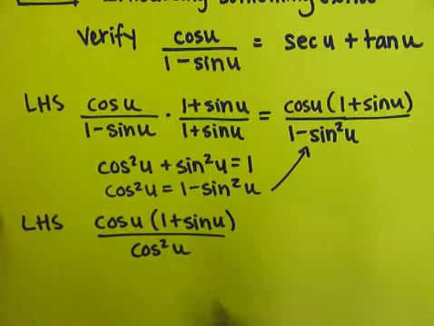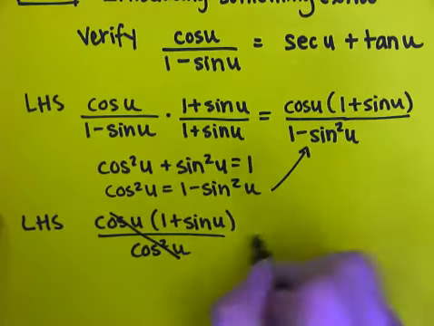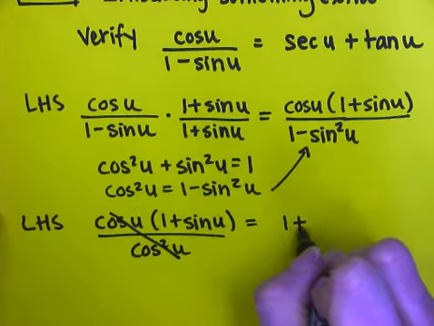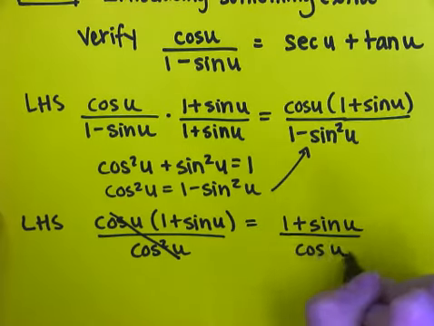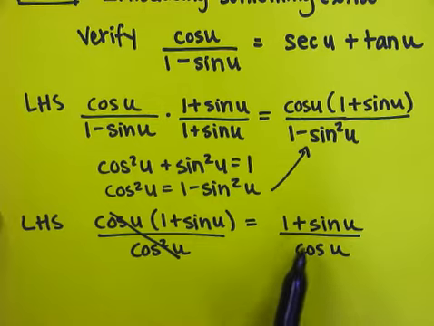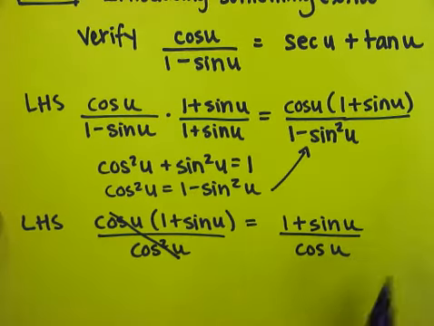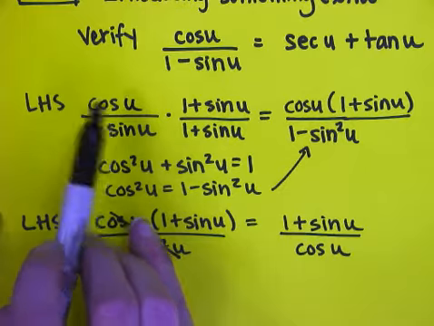I can then reduce the cosines, and I'm left with 1 plus sine u over cosine u. At this point, there's not much else I can do to this problem. I could go back again and introduce something extra, but it would really just take me back to the original problem on the left-hand side.